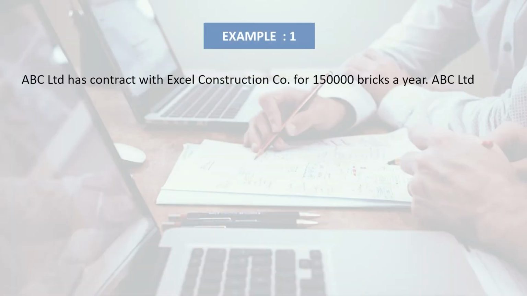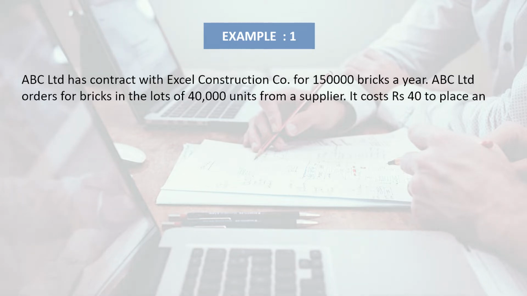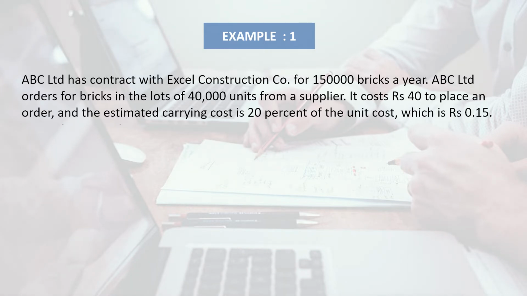It is visible here that the model sensitivity is directly related only to the economic order quantity and the order quantity that you have taken arbitrarily. So in order to understand the model sensitivity analysis, we take an example. ABC Limited has a contract with Excel Construction Company for 1,50,000 bricks a year. ABC Limited orders bricks in lots of 40,000 units from a supplier. It costs ₹40 to place an order, and the estimated carrying cost is 20% of the unit cost, which is rupees 0.15, meaning 15 paise.